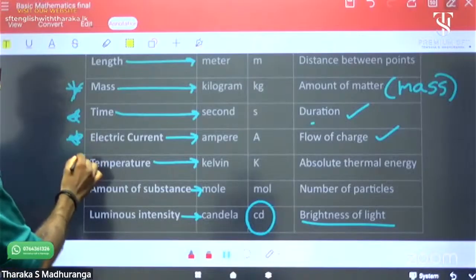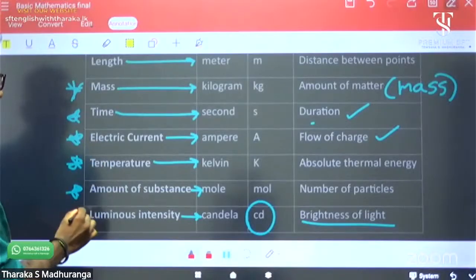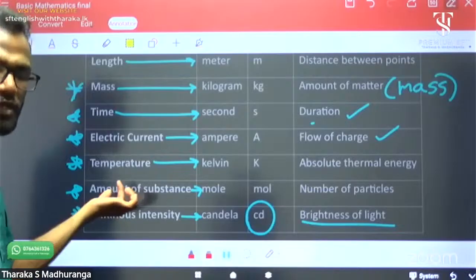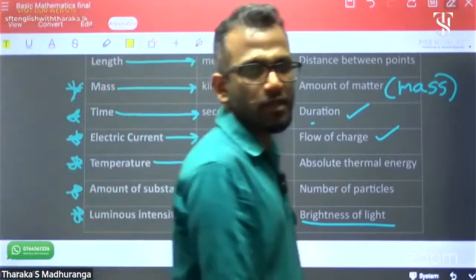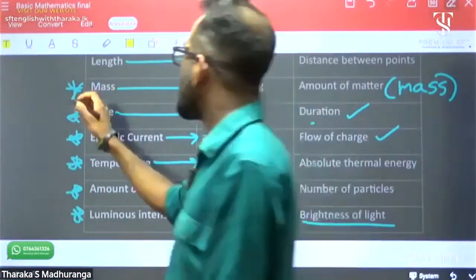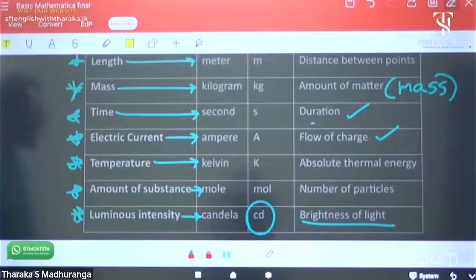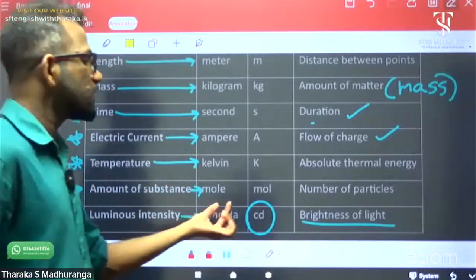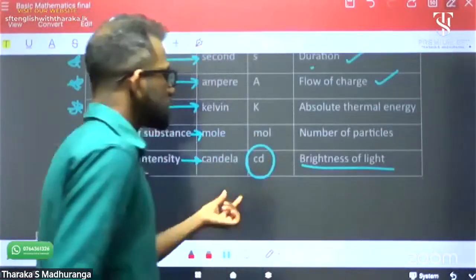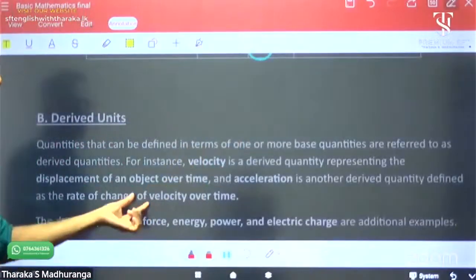This is an international standard. Base units are mainly 7 types. What are the examples? Length, mass, time, current, temperature, luminous or light intensity and amount of matter. Okay, it's mainly 7 types.